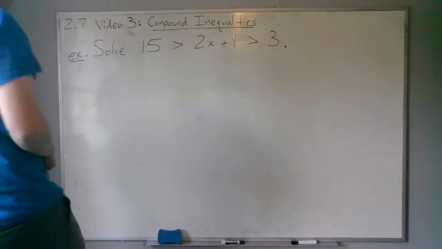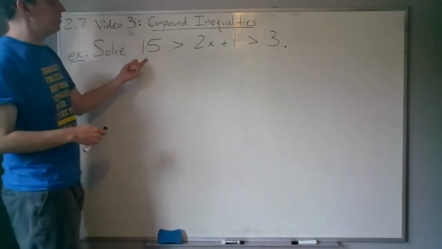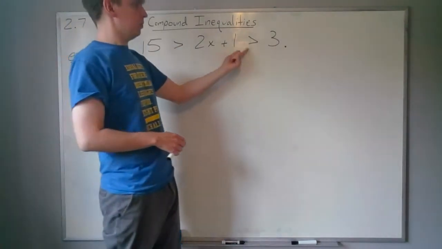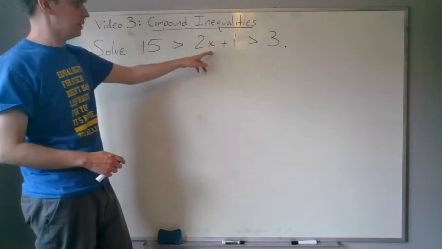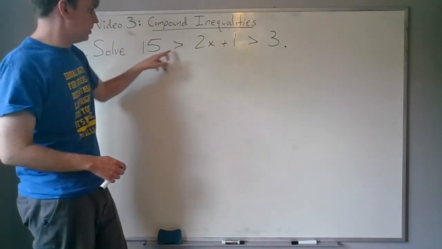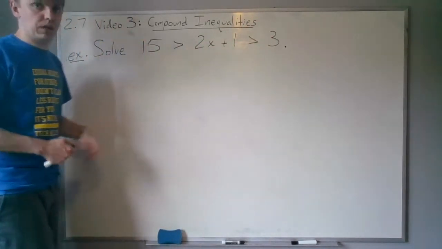Okay, in this video I want to talk about how to solve a compound inequality, which is a problem like this one, where we have 15 is greater than 2x plus 1, which is greater than 3. So in order for this statement to be true, I need to find an x that makes both inequalities, 15 greater than 2x plus 1 and 2x plus 1 greater than 3, true at the same time.